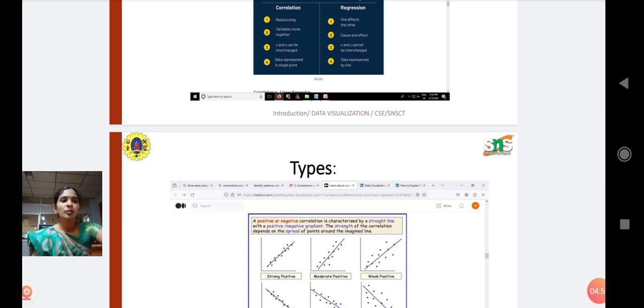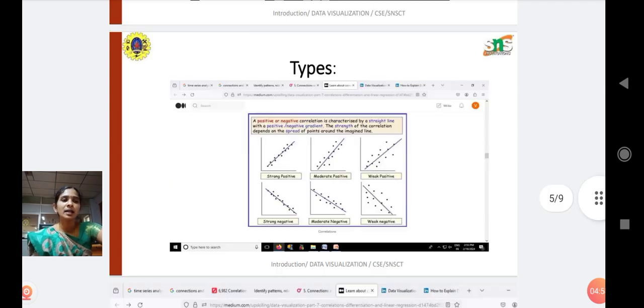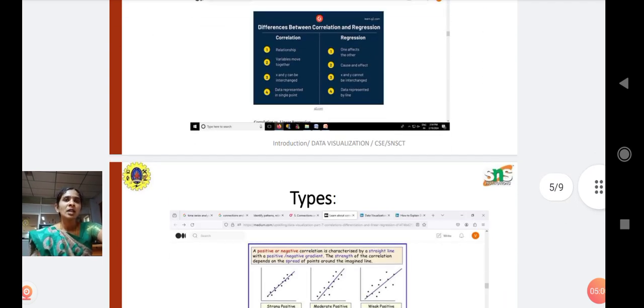So in a scatter plot we only use the two variables, the x and y axes. The x and y axis relationship is defined in scatter plots.